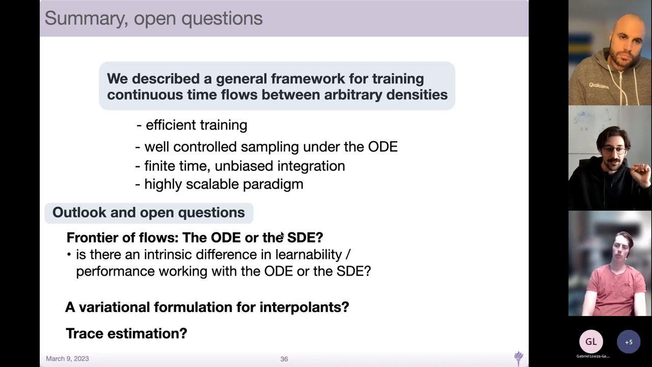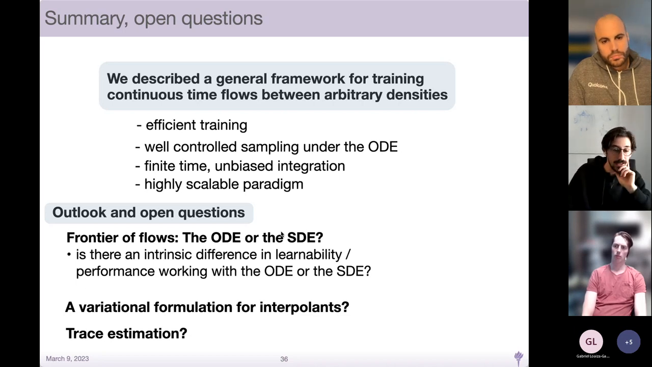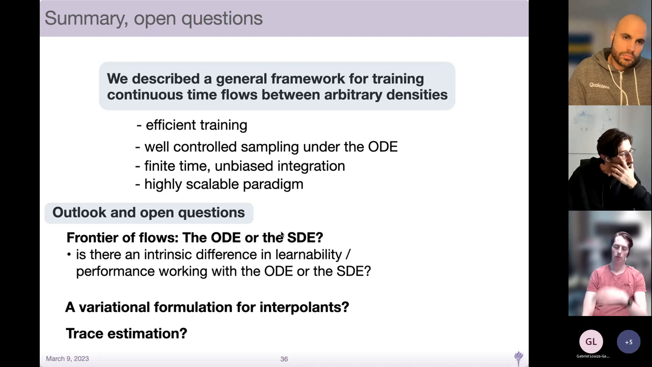Say I don't actually have samples from my target density, but I have access to the unnormalized log likelihood, which is much more common in, for example, chemistry applications, molecular dynamics type things, statistical physics applications of sampling under Ising model type problems, things like this.